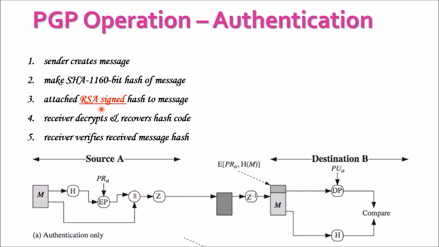After that, she creates a 160-bit hash value of the message, and attaches the RSA signed hash to the message, signed using the sender's private key. The receiver decrypts and recovers the hash code, and verifies the received message against the hash value. This diagram illustrates the digital signature service provided by PGP. Note that it assumes the use of an RSA digital signature created using the sender's private key and verified with the sender's public key.